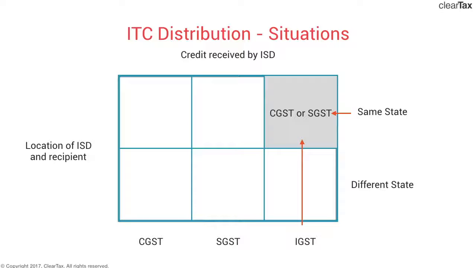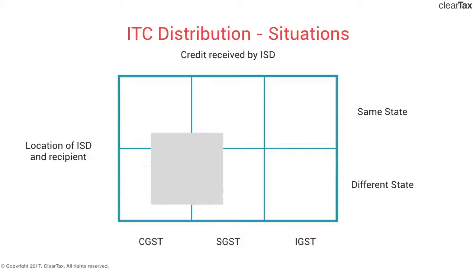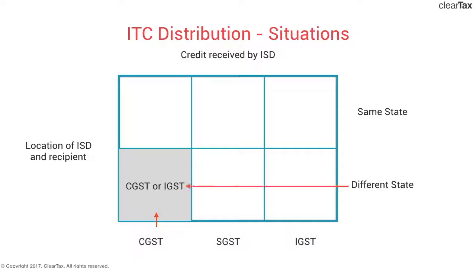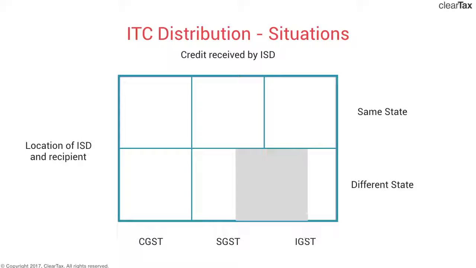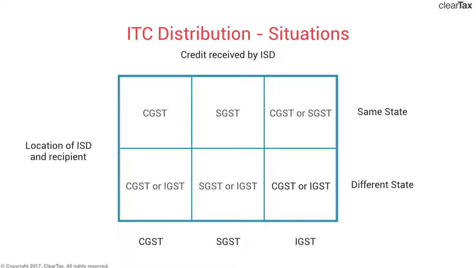Let's check out the situation where ISD and the recipient are in different states. If the ISD has received CGST, then he can distribute it to the recipient as either CGST or IGST. If he has received SGST, he can distribute it as SGST or IGST. So IGST is common in both the states, and that's the logic behind transferring IGST in both situations. The third is where he's got IGST, he can transfer it, distribute it to the recipient as CGST or IGST. So this is the entire situation.